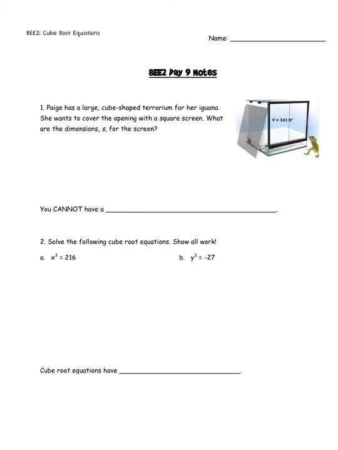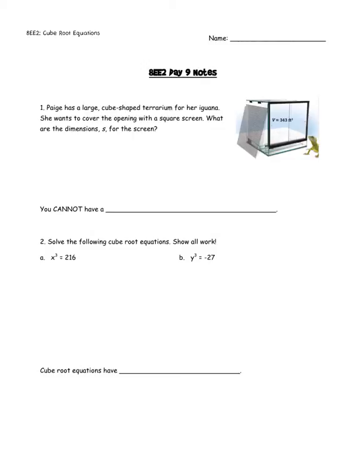Okay, welcome to our lesson on cube root equations. Let's go ahead and read this first word problem. It says, Paige has a large cube-shaped terrarium for her iguana. She wants to cover the opening with a square screen. What are the dimensions S for the screen?